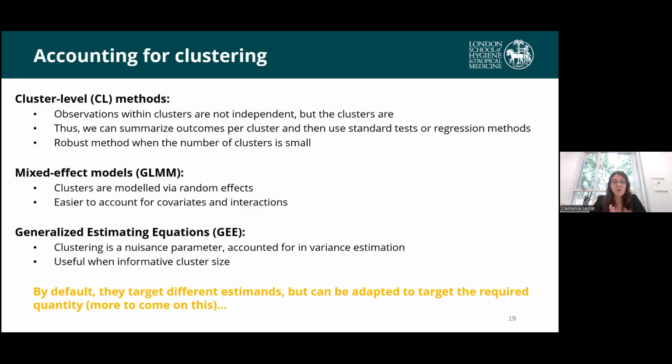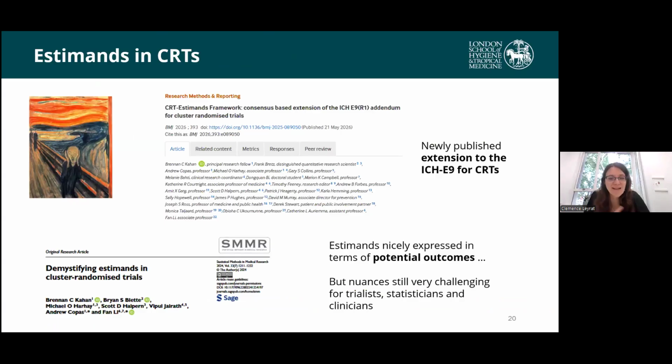However, and this is very important for what I will talk about in a minute, by default, if we just use these methods in standard software, they will target different estimands. But the good news is all these methods can be adapted to target the quantity you want, and we'll see how. So now let's talk about, I would say, one of my favorite bits, because it's quite complex, but it's interesting to think about these issues.